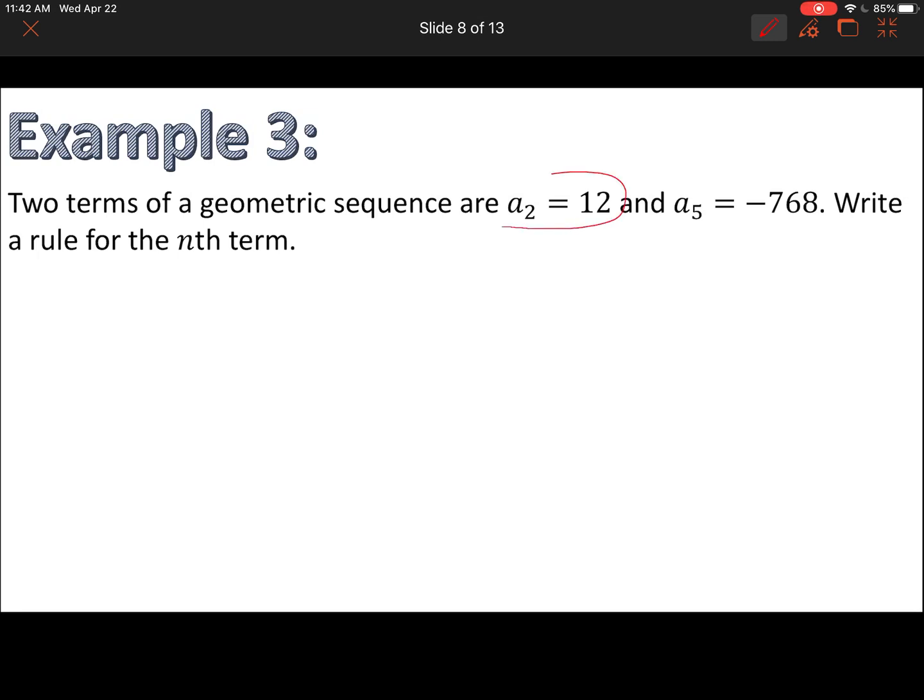So they gave me 2 pieces of information, and I'm going to use both of them with this formula. So this 2 is my n value, and this 12 is my a sub n value. So that means with this information, I have 12 equals a first term that I don't know, an r value that I don't know, an n value of 2 minus 1.